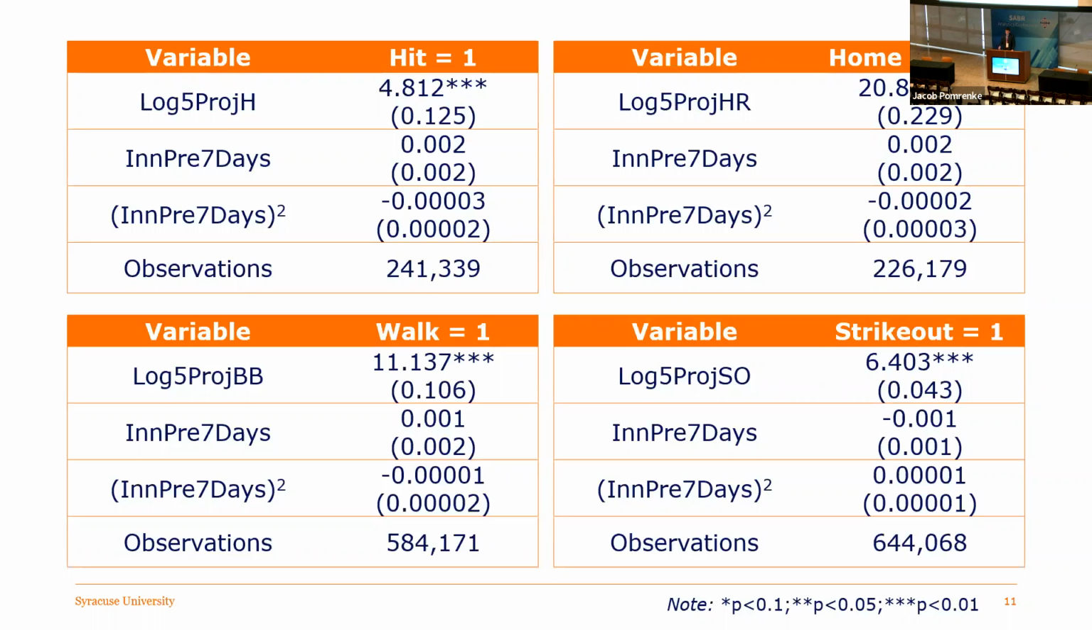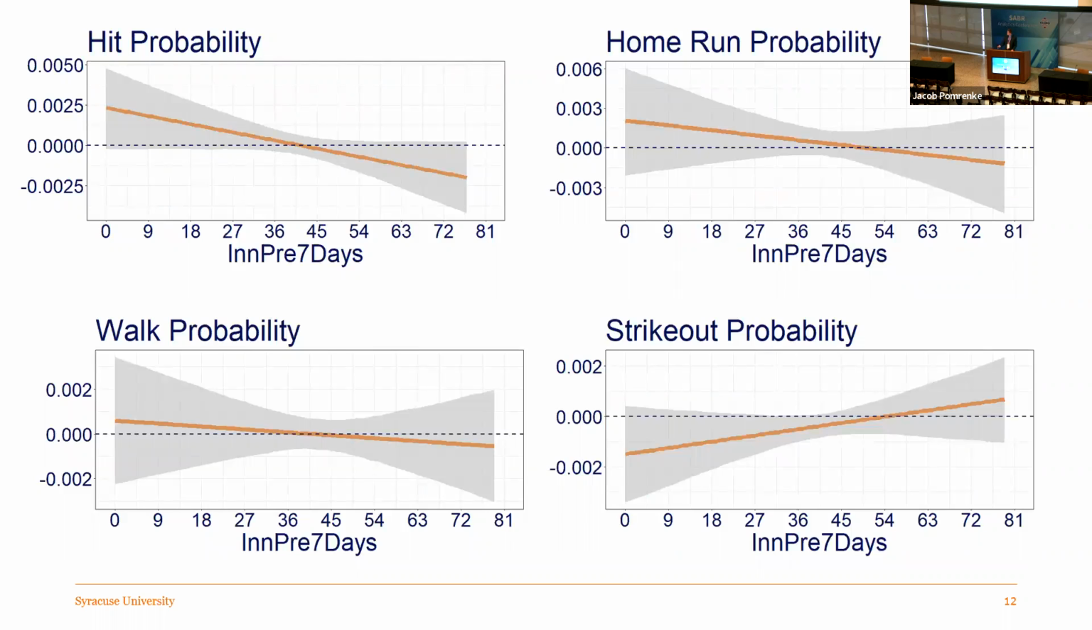As for the model results, as expected, the log5 probabilities were highly statistically significant, but unfortunately, none of the innings played variables were significant. And here's marginal effects of the innings played plots that reinforce the fact that they're all statistically insignificant, as the confidence intervals, which are in gray, set to 90, overlap 0. Although the hit probability model is close, it just barely overlaps with 0. So there is weak evidence to suggest that a quadratic relationship might be evident in that model.